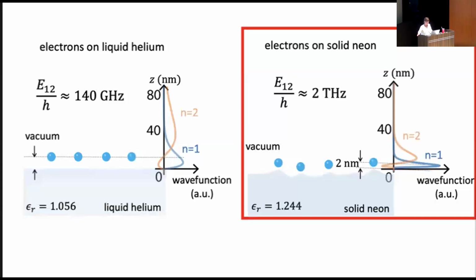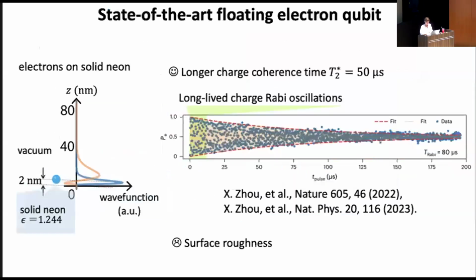Okay, so that was about the electron on helium. So let me explain what changes depending on the cryogenic substrate material now. So I'd like to talk about electrons on solid neon. As mentioned earlier, if you use neon, we have some surface roughness, and so the permittivity is higher, so the electron is trapped closer to the surface.